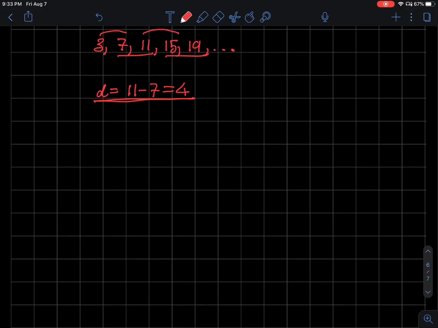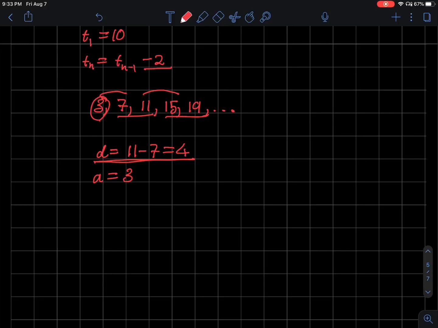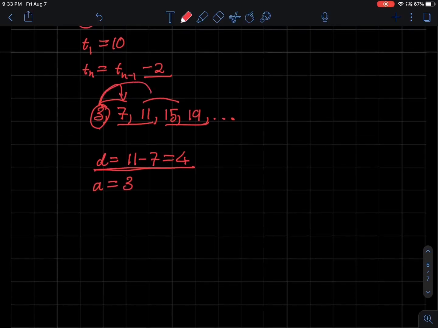Now, the starting term is denoted by a, and the starting term here is 3, so we have a equals 3. Now, let's see some interesting pattern here. To get from 3 to the second term, you have to take one step. To get from 3 to the third term, you have to take 2 steps. To get from 3 to the fourth term, right here, you have to take 3 steps. To get from 3 to the fifth term, you have to take 4 steps.